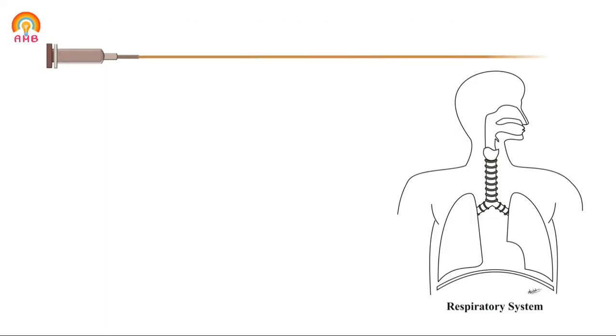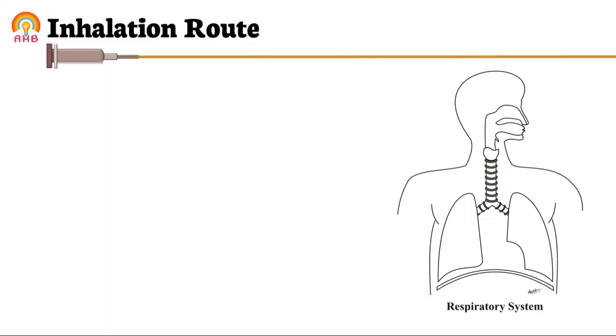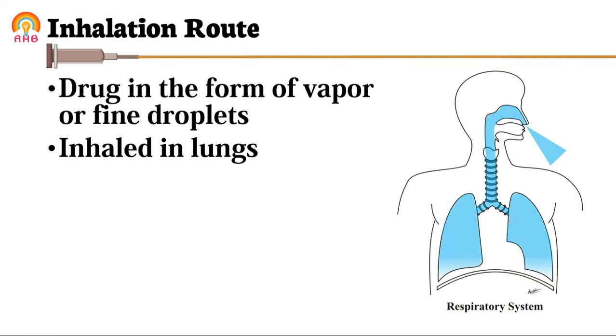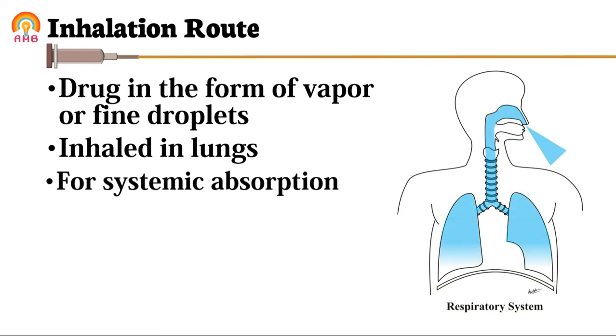Now we have to discuss the second parenteral route, that is inhalation route. In this inhalation route, drug in the form of vapor or in the form of fine droplets is inhaled in the lungs for systemic absorption. So drug in the form of vapor or fine droplets is inhaled through the inhaled air, and through that air drug enters into the respiratory system, from which it is going to be absorbed into the blood, and thus we can get systemic effect of the drug.